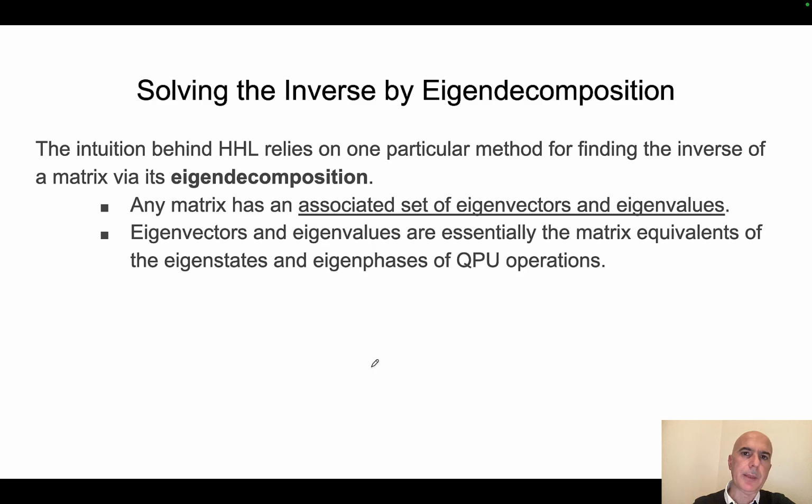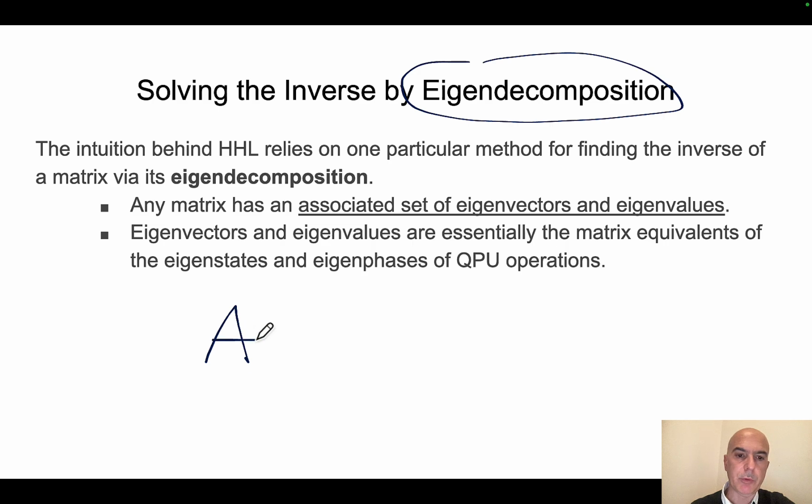So the basic concept of HHL is that the solution of the linear system goes through a process called eigendecomposition. If the linear system that we want to solve is AX equal to B, and we want to find the x vector, what we are going to do is to express A to the minus 1 in terms of the eigenvalues and eigenvectors of the matrix A. So this is called eigendecomposition.